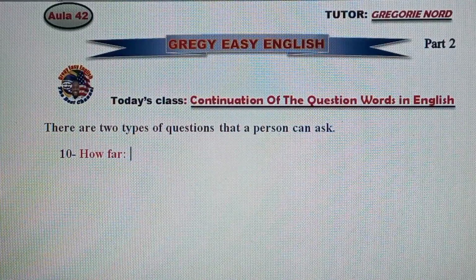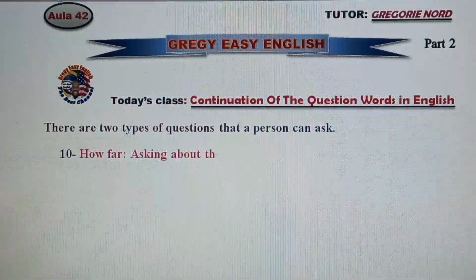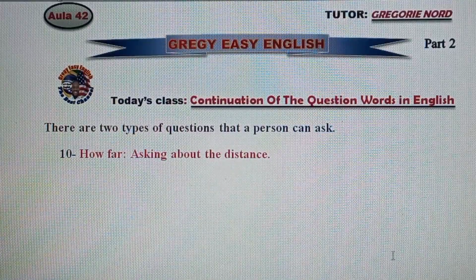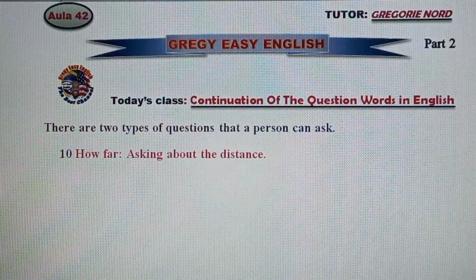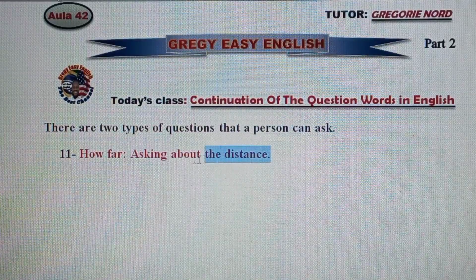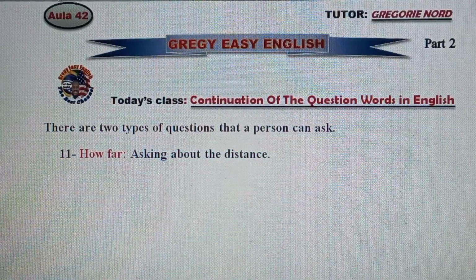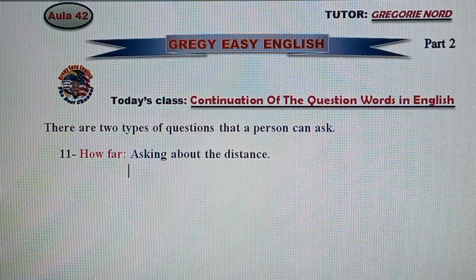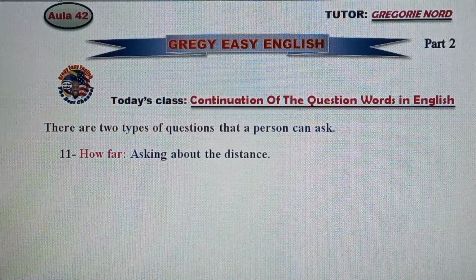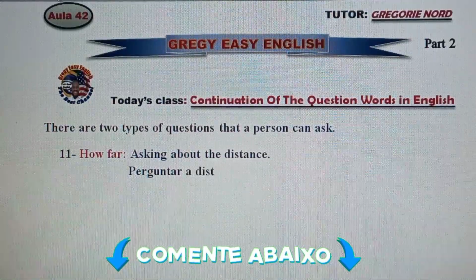The question word how far, asking about the distance. This is question word 11. Now, guys, o que significa asking about the distance? Asking about the distance em português significa pergunta a distância.